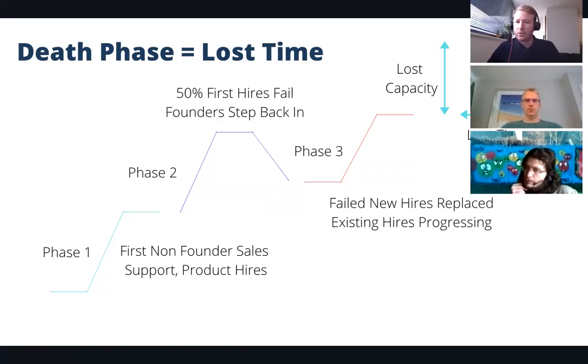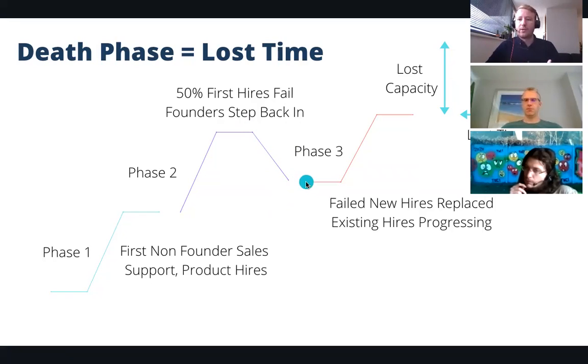They're either not good cultural fits and you need to let them go or manage them out, or they're not performing, or they quit, or something like that. At this point, the founders then need to step back in and right the ship. In doing that, we take our eye off the ball of all the other parts of the business, and we start sliding down that death phase that's in there.